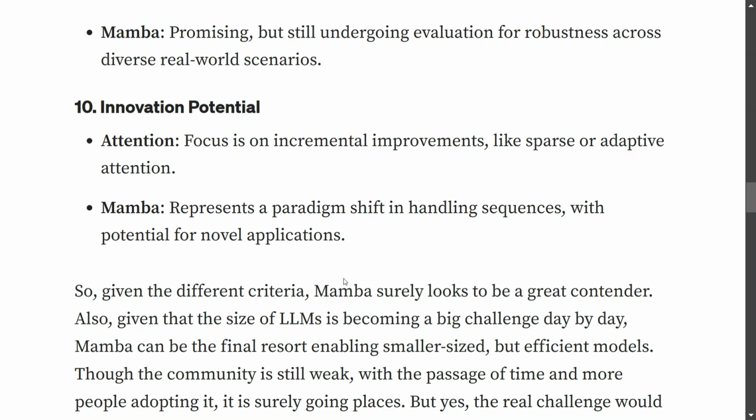Hence, I think going forward, Mamba can be the future because, with attention, the size of LLMs is becoming bigger every day. So Mamba can be the final resort to the problem of large LLMs, following efficiency. It's not just that they are reducing the size, but they're keeping the accuracy the same. So let's see how it goes, but I think Mamba looks to be a promising contender, and we will soon be seeing a lot of Mamba models coming out.